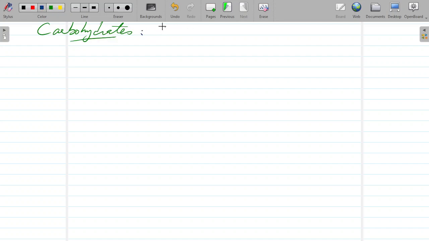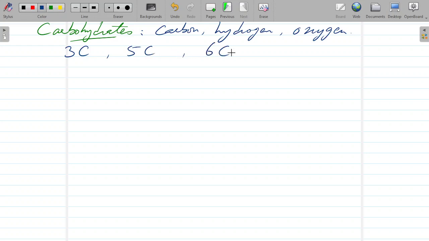These are made up of carbon, hydrogen, oxygen. There are many different types, ones that are made up of three carbons, five carbons, six carbons. The ones that are made up of three carbons are called trioses. The ones with the five are called the pentoses, and as you could guess, the ones that are made up of six carbon atoms are called hexoses.